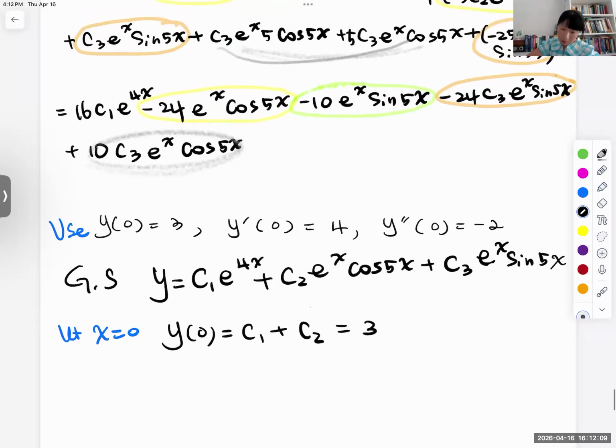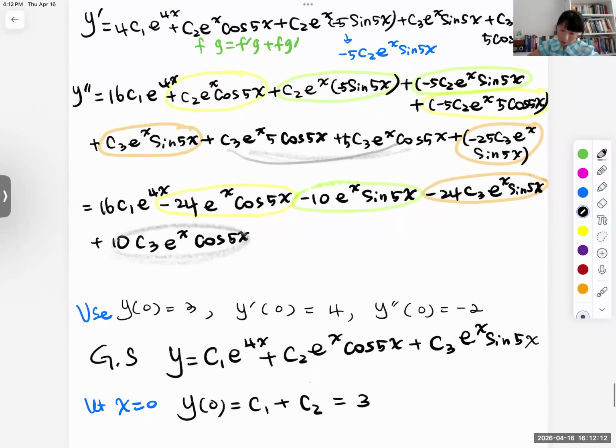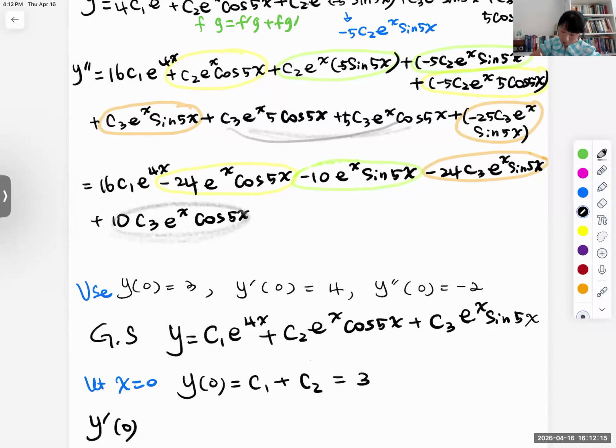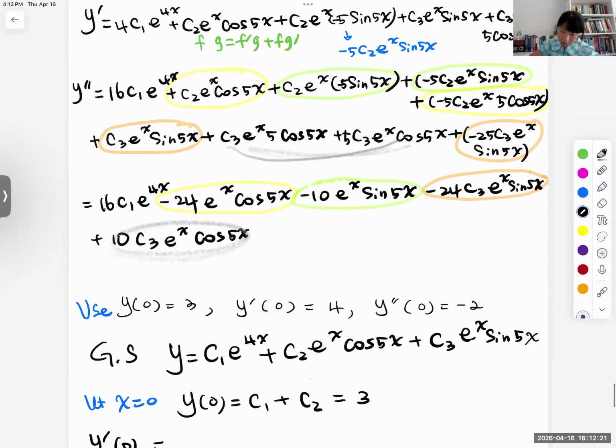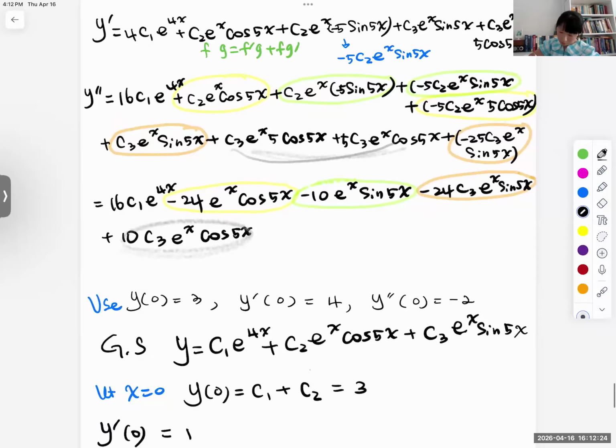Okay, y prime of 0. Okay, looking at that. Let's look at that. All right, so 4 c sub 1. Cosine 0 equal to 1. So plus c sub 2. And third term, sine 0 is 0. And another term, sine 0 is 0. And the last term will be c sub 3, right? Equal to, it's a 4. Yeah.